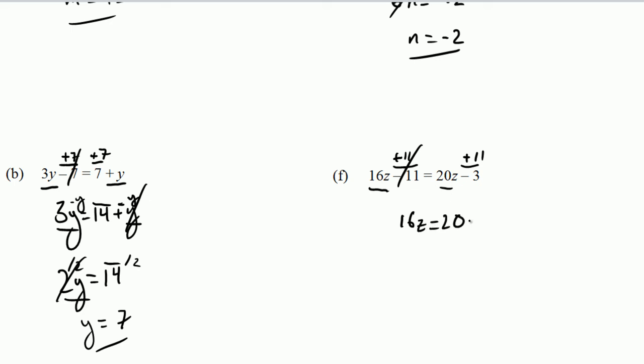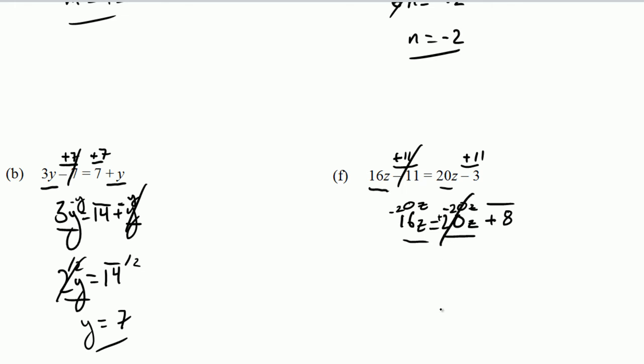20z is not affected because that's the one with the letter in it, so nothing happens to that with a plus 11. And then we have minus 3 plus 11. Again, put that into your calculator and you should get plus 8. So now we have 16z equals 20z plus 8. Again, we underline the ones that have a letter and overline the ones that just have a number. So now we want to get rid of all the terms on the right hand side that have a letter. So we want to get rid of this 20z. Well, 20z is the same as plus 20z. So the opposite of that is minus 20z, and we do that on both sides. Just like that.